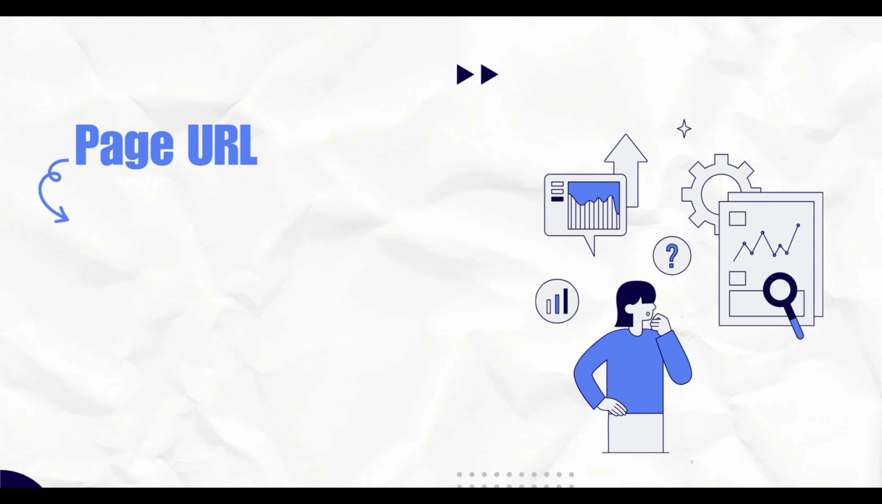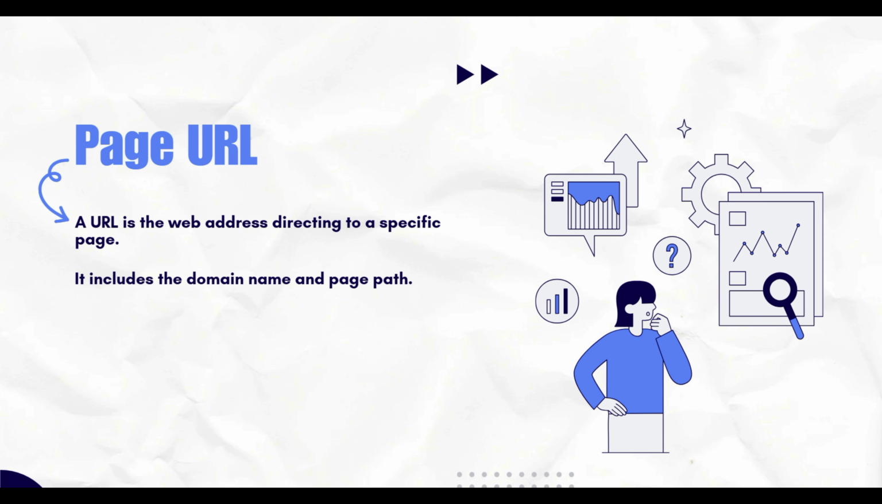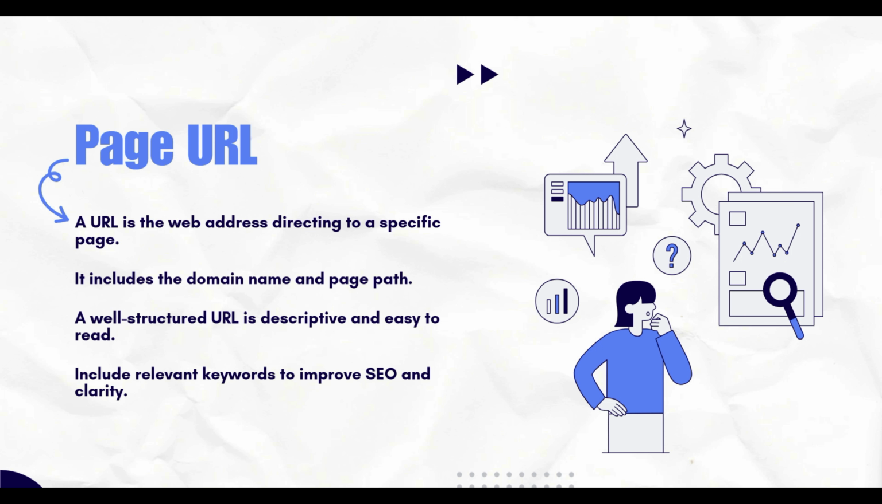Page URL. A page URL is the web address that directs users to a specific page on the website. It typically includes the domain name and the path to the page. A well-structured URL is descriptive, easy to read, and often includes relevant keywords to improve SEO and help users understand the content of the page.